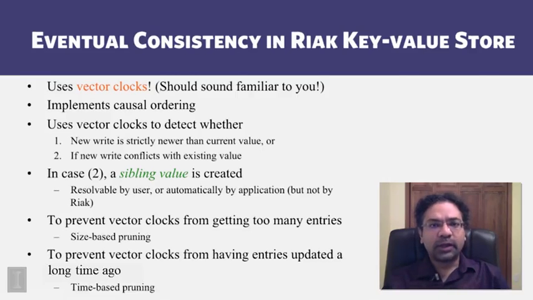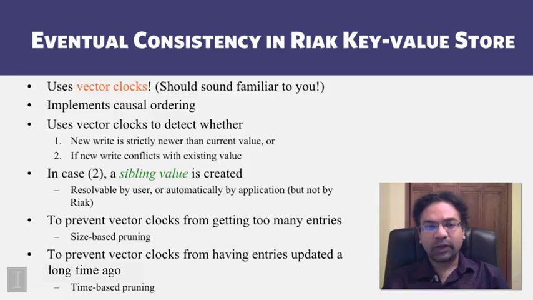A different approach used in the Riak key value store uses vector clocks, and you should be familiar with vector clocks because you've studied them in the first half of the course when we discussed Lamport timestamps and then vector clocks. This notion implements causal ordering, and these vector clocks are used to detect whether a new write is strictly newer than the current value, if the vector clock value is strictly greater than, or if it's not compatible, then the new write might conflict with the old existing value. If there is a conflict, then you create a sibling value, meaning you maintain for that key two values, saying that these are two possible values for this key. These are sibling values. These need to be resolved at some point of time.